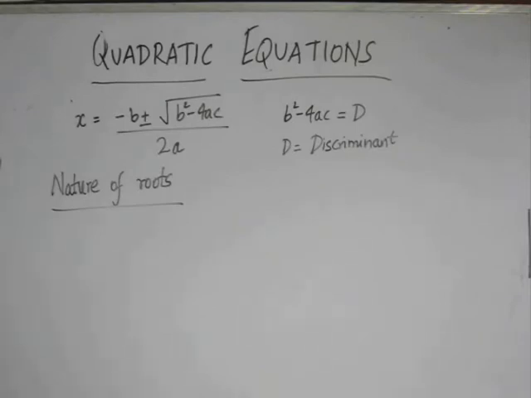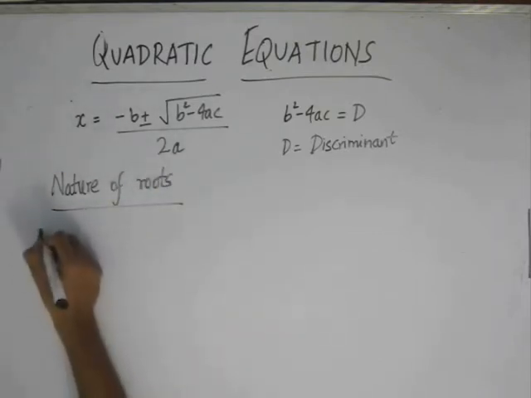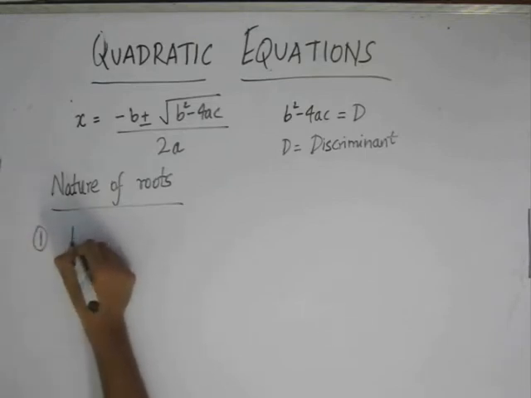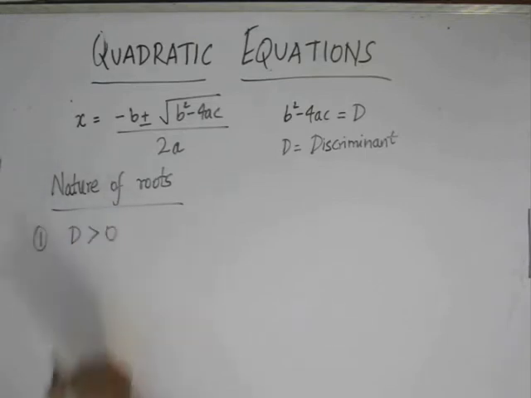The discriminant is a very important term in a quadratic equation because, as we see, it determines the nature of the roots for the given quadratic equation. So the first case is when D is positive.